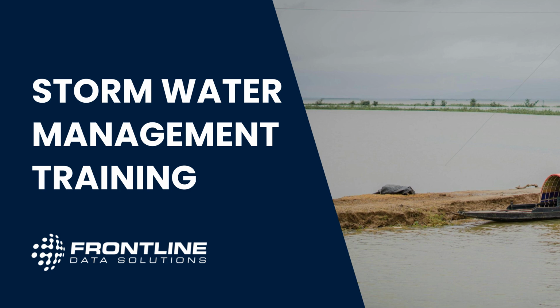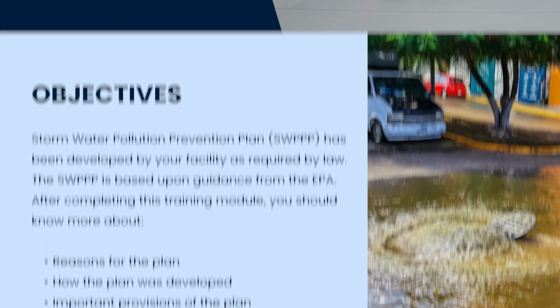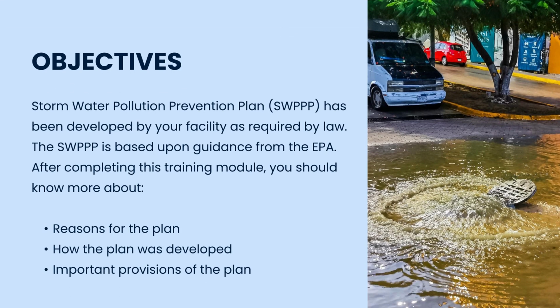In this course, you'll learn how stormwater impacts your facility, why it's regulated, and what steps you need to take to prevent pollution and stay compliant. Your facility is required by law to maintain a Stormwater Pollution Prevention Plan, or SWPPP, based on EPA guidance. In this training, you'll learn why this plan exists, how it was developed, and the key requirements you need to follow to support compliance and environmental protection.